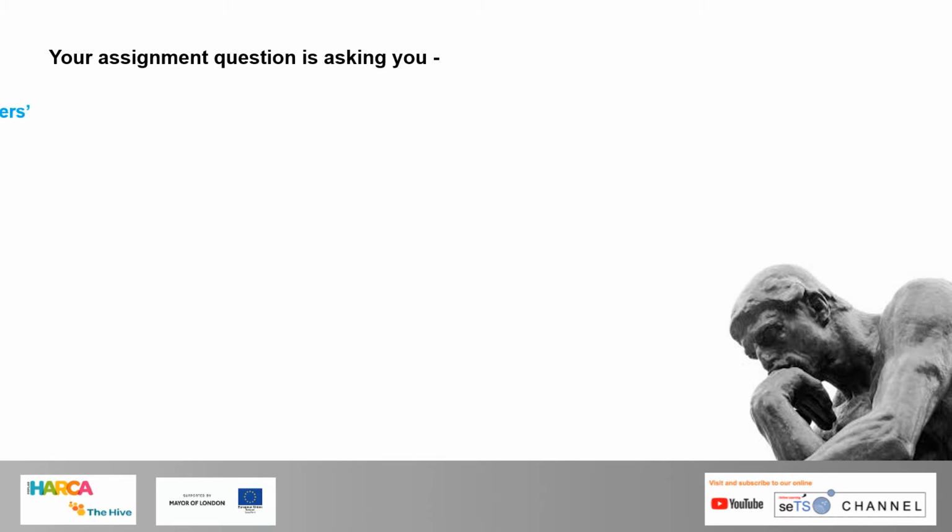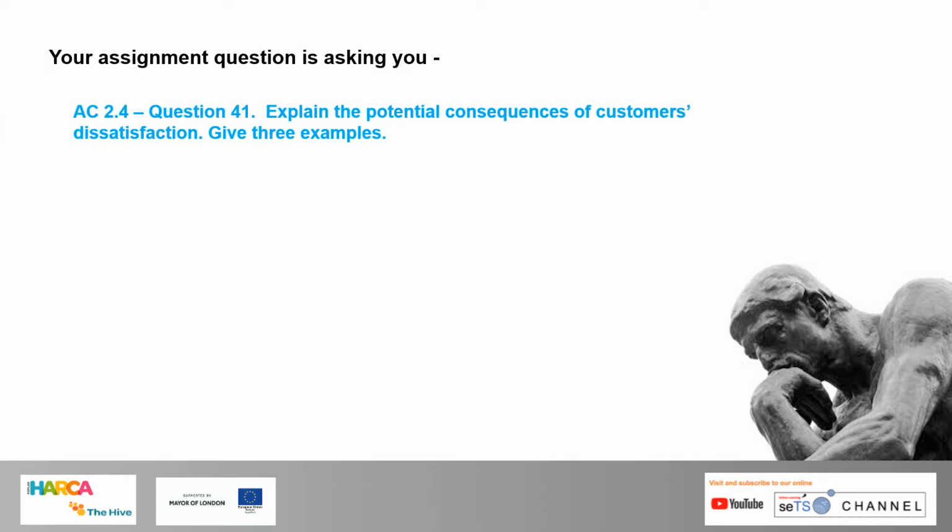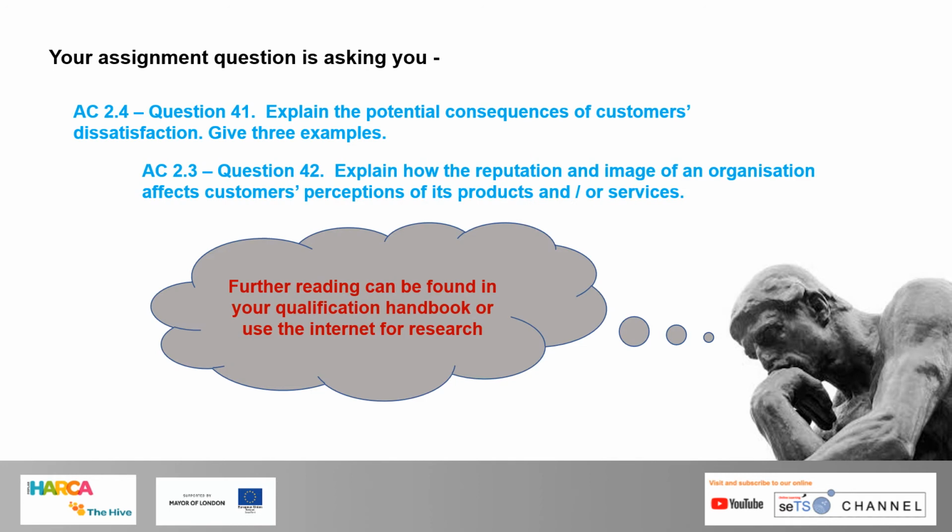Your assignment question is asking you for question 41 to explain the potential consequences of customer dissatisfaction. Give 3 examples. And question 42, explain how the reputation and image of an organisation affects customer perceptions of its products and/or services. And further reading can be found in your qualification handbook or use the internet for further research.